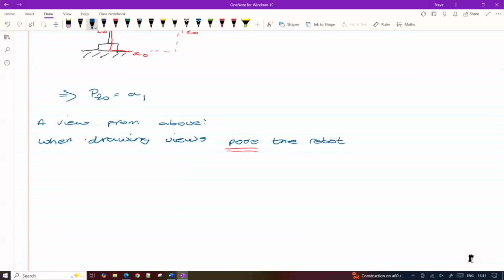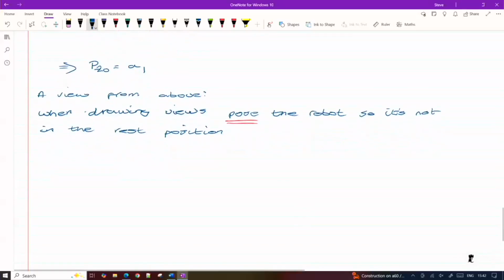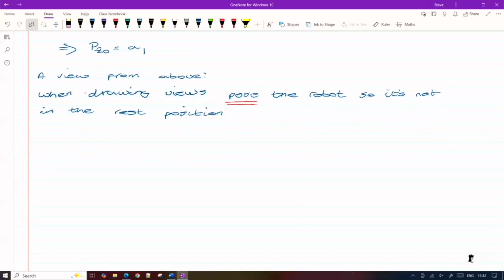You want to pose the robot, and it should become obvious why in a moment. I touched on it last week as well. Pose the robot so it's not in the rest position, okay? So we want to pose the robot so it's not in the rest position, so we're going to apply an amount of rotation to our joint that's on the base, our rotational joint.